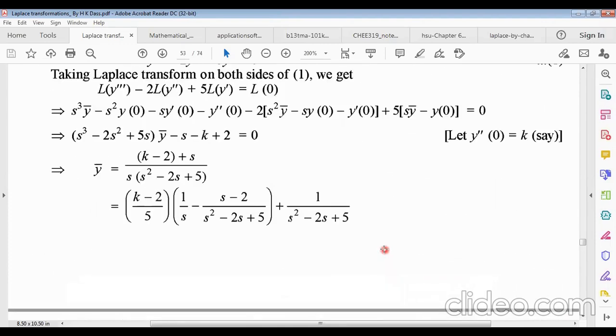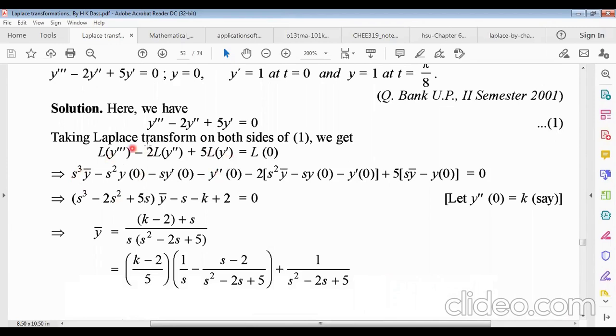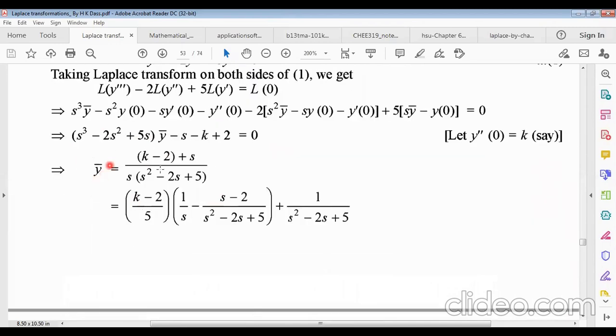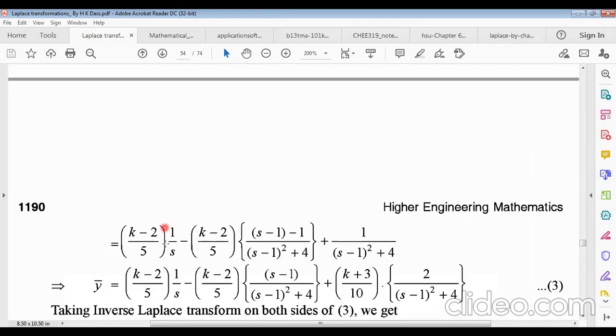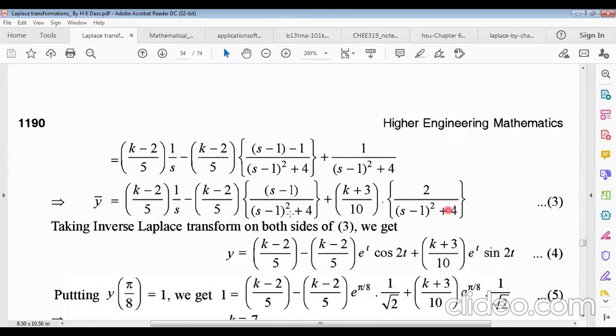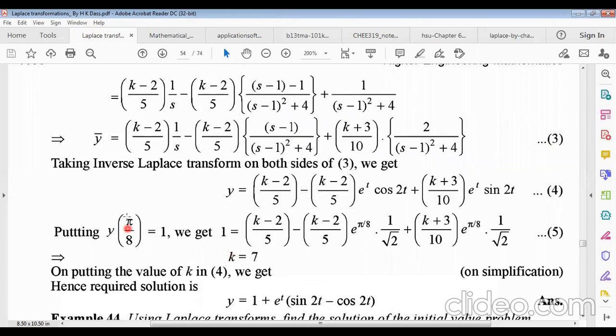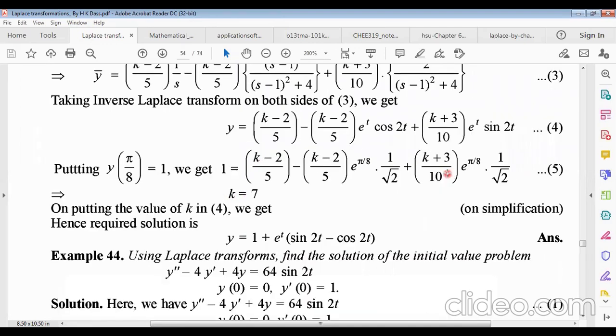So first of all, we have to use the derivatives of Laplace transform. Then we find the Laplace transform of this, that means y(s), which is the algebraic expression. Then using inverse Laplace transformation, we get y(t). This is the y(t), remember it. Then putting the initial condition t equals 5 by 8, we get this, and for solving k, we get k equals 7. Just putting k equals 7 in equation 4, we get the required solution of the differential equation.